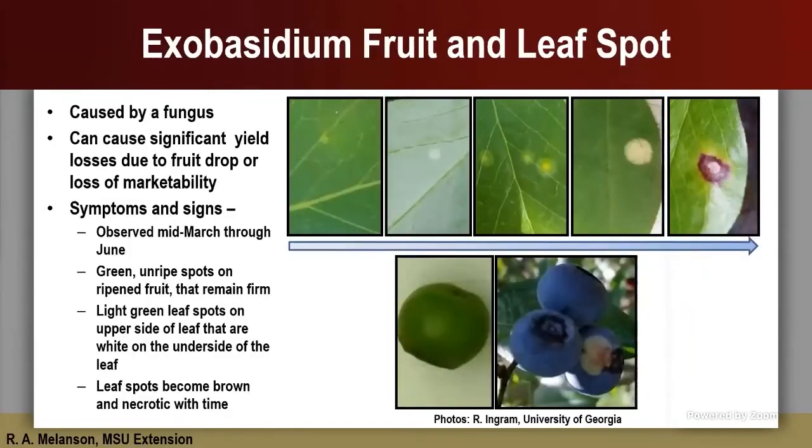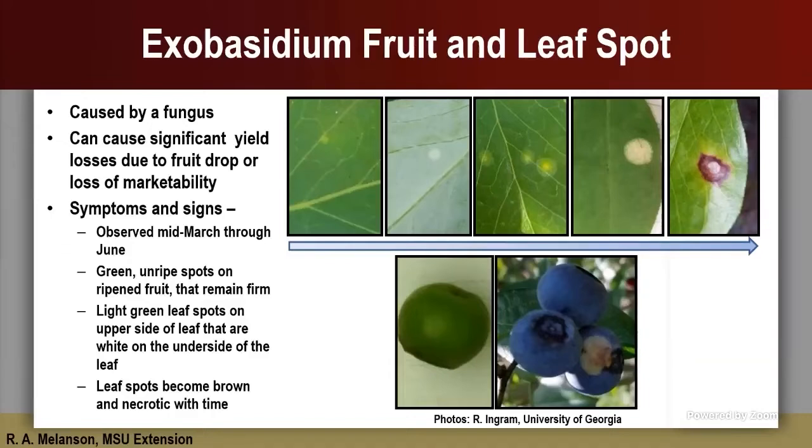So I want to start out with Exobasidium. This is maybe one of the first diseases that you see in the beginning of the year. It is caused by a fungus, and it can cause significant yield losses due not only to fruit drop, but to the loss of marketability, because as you can see on the ripened blueberry fruits, you still have this greenish spot that does not ripen and stays discolored. And so the presence of those blueberries in a clamshell may make that entire clamshell unmarketable.